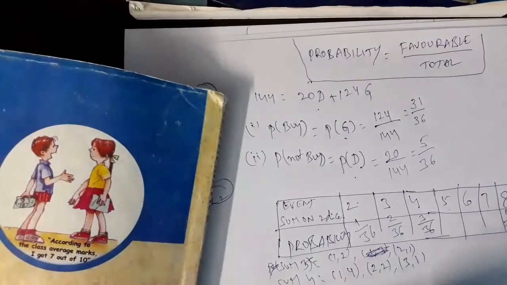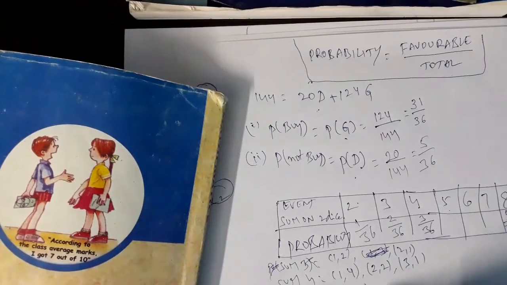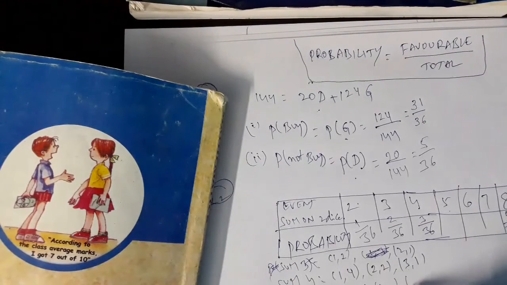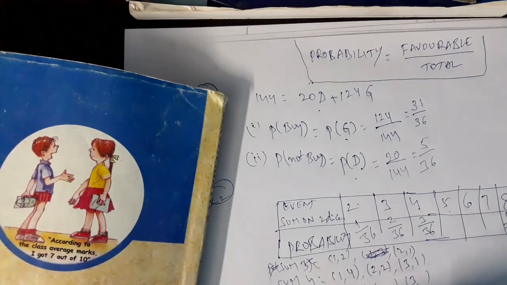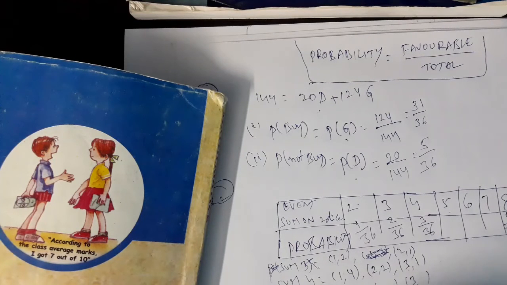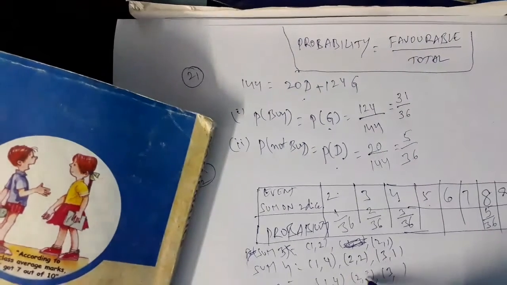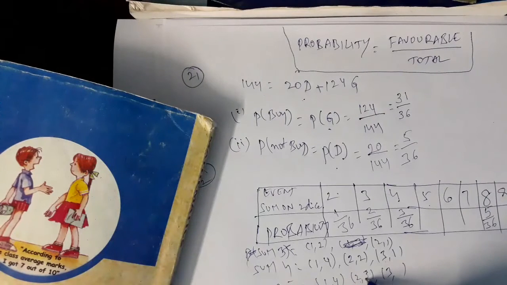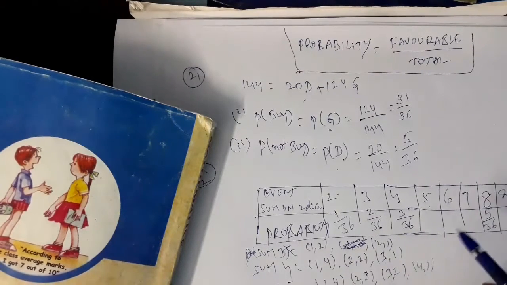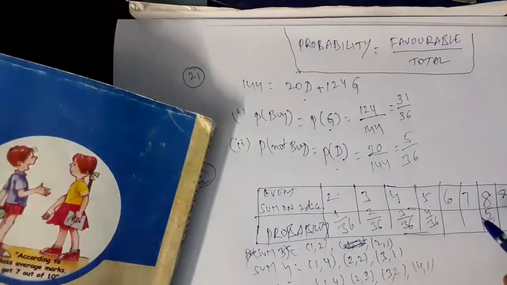Sum 5, starting from 1, and so on. If 1 is on the first die, to get sum 5 the second die should show 4. If 2 is on the first die, the second one should show 3. 2 plus 3, sum is 5, right? In the same way, (3, 2) is possible and (4, 1) is possible. So 4 chances, 4 by 36.